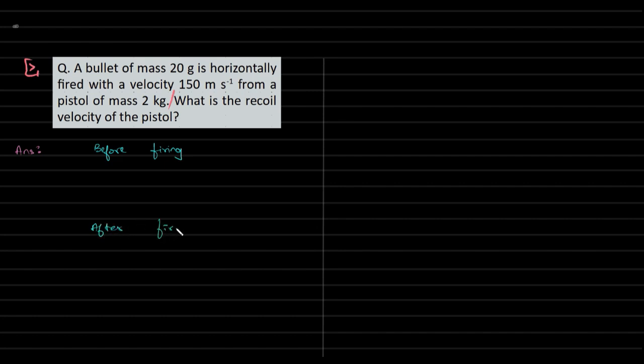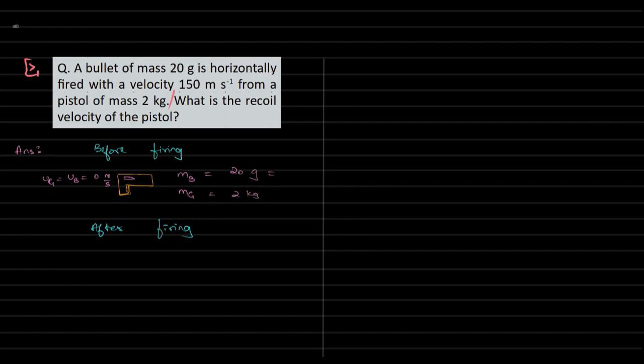By comparing the momentum of these two scenarios, because they talk about the same system, we can equate them and find the velocity. It's very convenient. So before firing, what happens to the rifle and the bullet? Nothing happens. They are stationary, they are not moving. So the velocity of the gun and the bullet is 0 meter per second. The mass of the bullet is 20 grams, which we need to convert to kg, and the mass of the gun is 2 kg.